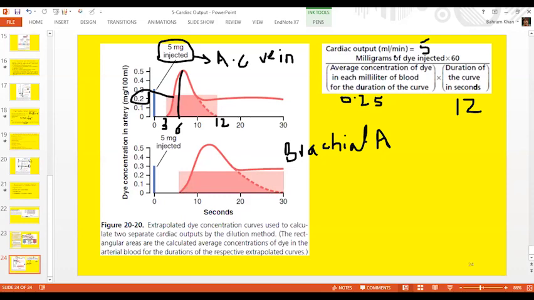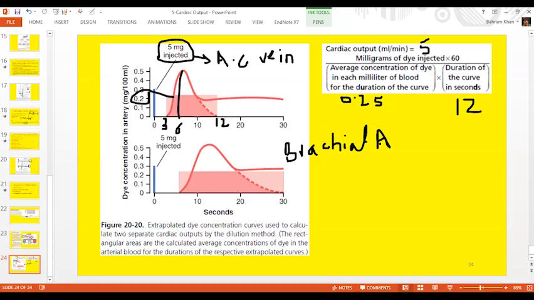So we will apply this formula: milligrams of dye injected, that is, we have applied 5 milligrams, multiplied by 60, because 60 is for 60 seconds or 1 minute. And we will divide by the average concentration. You can see this rectangle showing 0.25 milligram per deciliter. Remember, 1 deciliter is equal to 100 milliliters. And we will multiply this by the total duration of the curve in seconds, that is 12 seconds. That's it. So this is the formula.